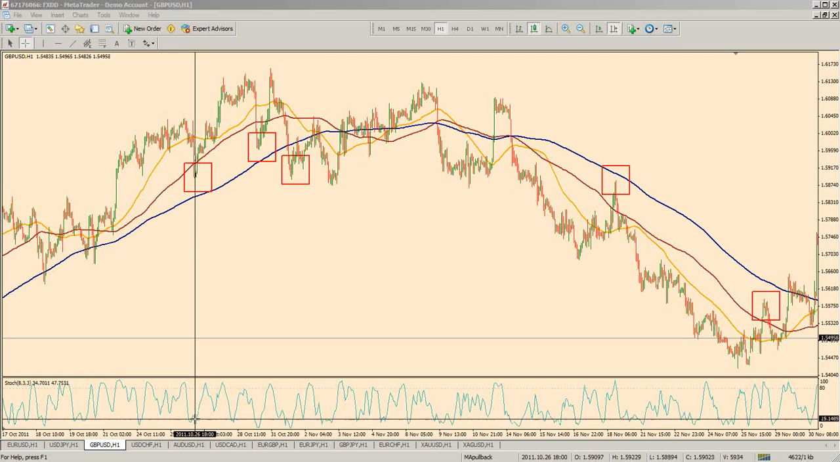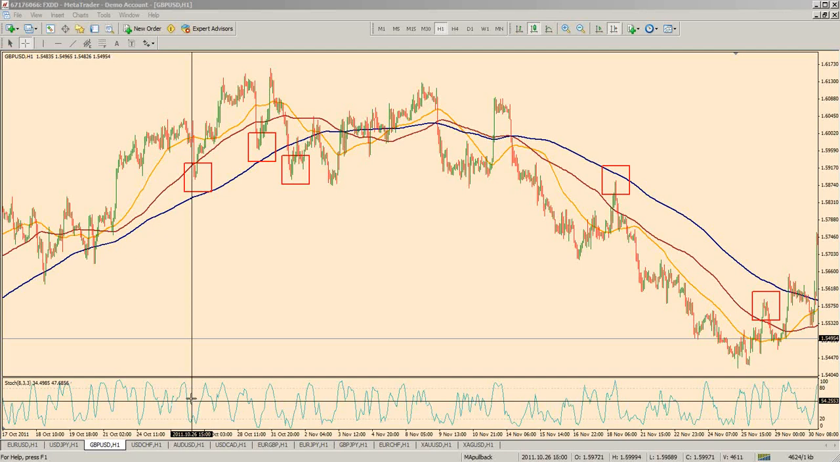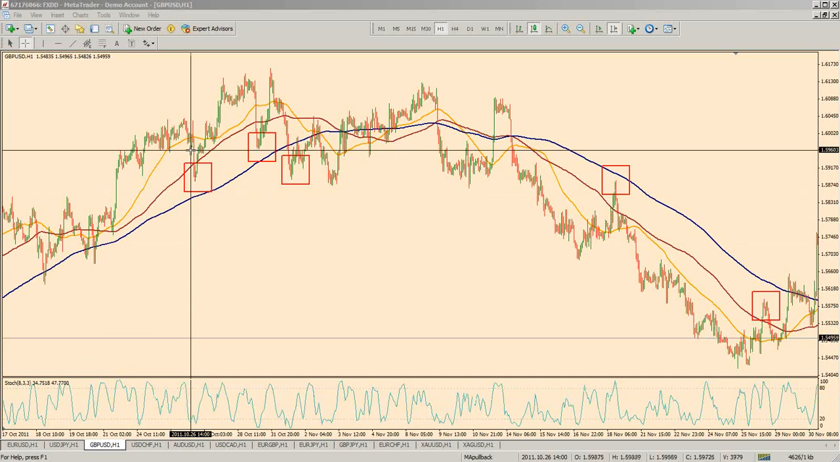Now you may ask me, what about this one over here? It also did the same thing. Well, if you take a look at my crosshairs here, it did do the same thing. However, up here, it wasn't a deep pullback. It didn't pull back to the 100 period simple moving average.